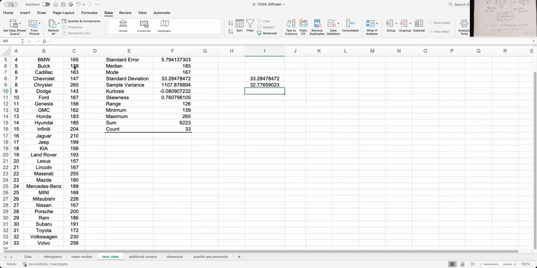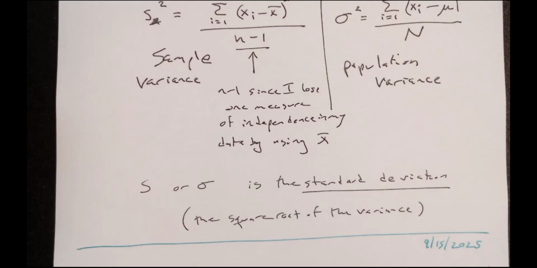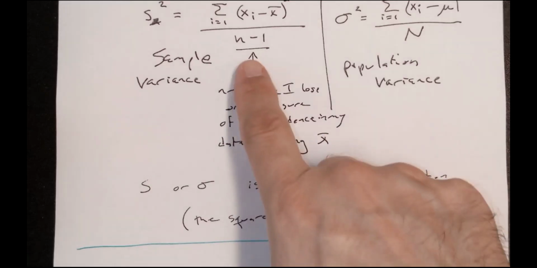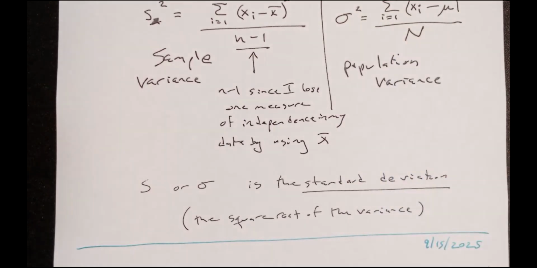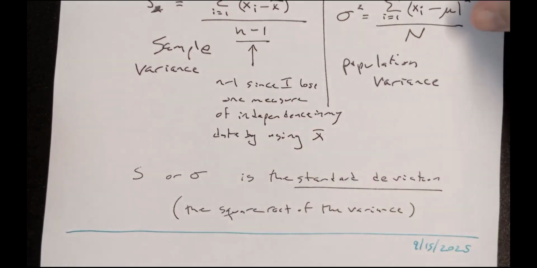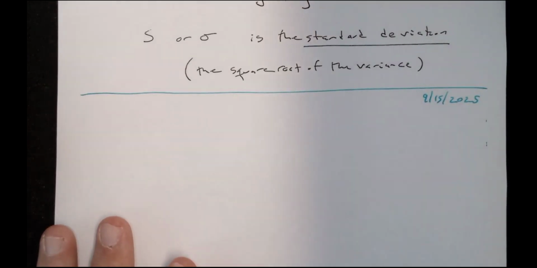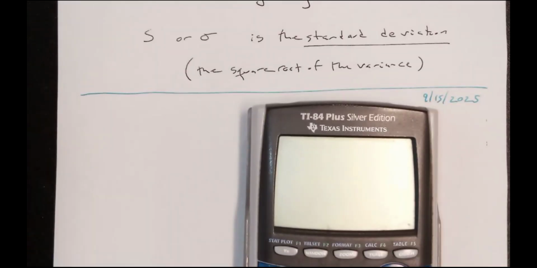As we see in the formula that we created last time, in the sample, we divide by n minus 1. Population, we divide by n. It's really the only difference there. And that's to adjust for the use of using X bar. But if I'm not in Excel, I have this thing.